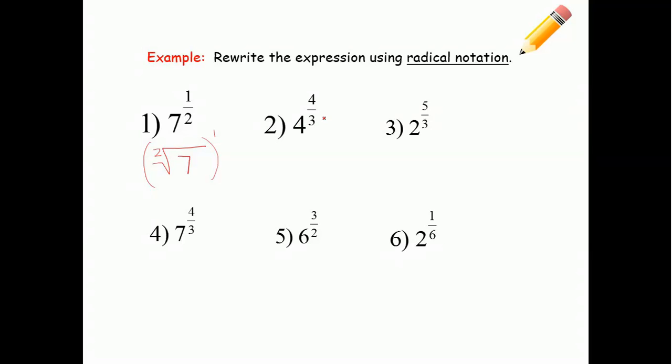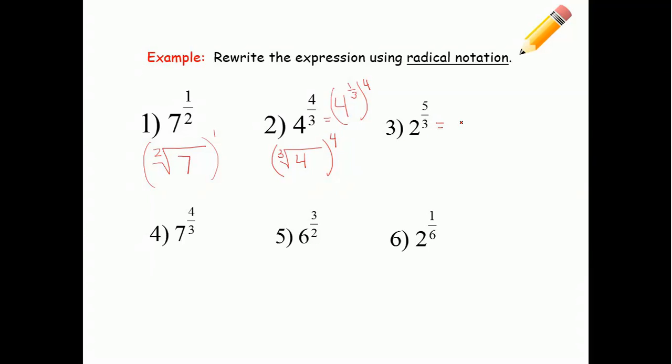What about this one? Well, this guy, if we change him, we're going to put our radical here. The big number is going to go on the inside. The outside number, I can rewrite this as 4 to the 1/3 power to the 4th, right? Because 4 times 1/3 is 4/3. Well, 4 to the 1/3 power is the same as the cube root of 4. And I can take that to the 4th power. I changed it to radical notation.